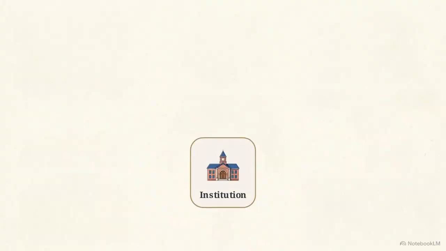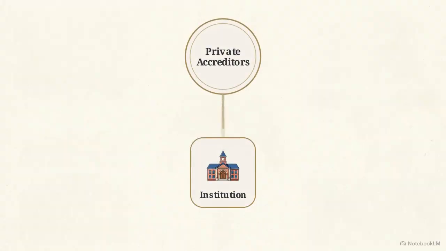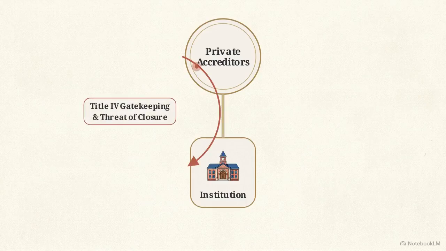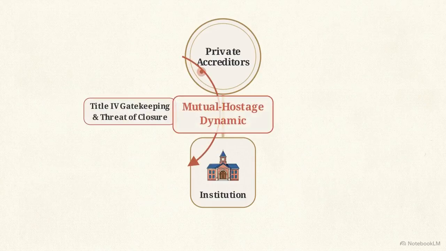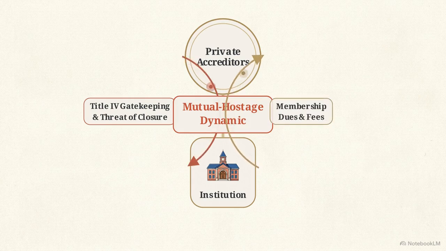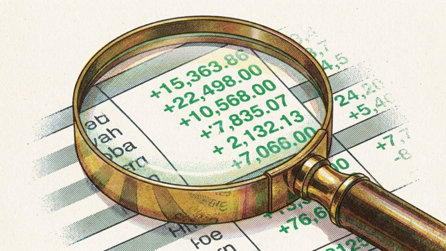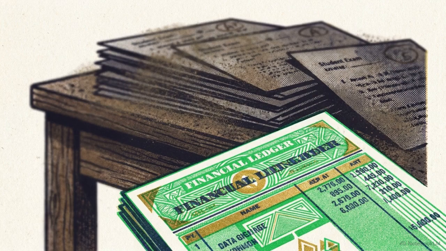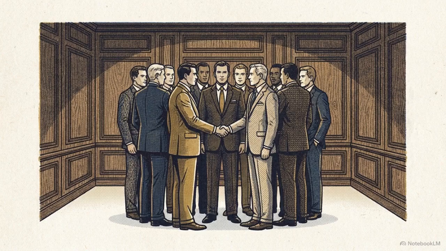The system's primary oversight mechanism adds a final node to our map: private accreditors, the gatekeepers of federal aid eligibility. This relationship creates a mutual hostage dynamic. Accreditors control access to federal funds, but they rely entirely on membership fees paid by the schools they are tasked with regulating. GAO investigations reveal that this dependency leads accreditors to prioritize institutional financial solvency. They consistently focus on school survival while failing to enforce meaningful standards for student academic outcomes. Because active university administrators govern these commissions, they function as self-preserving cartels.